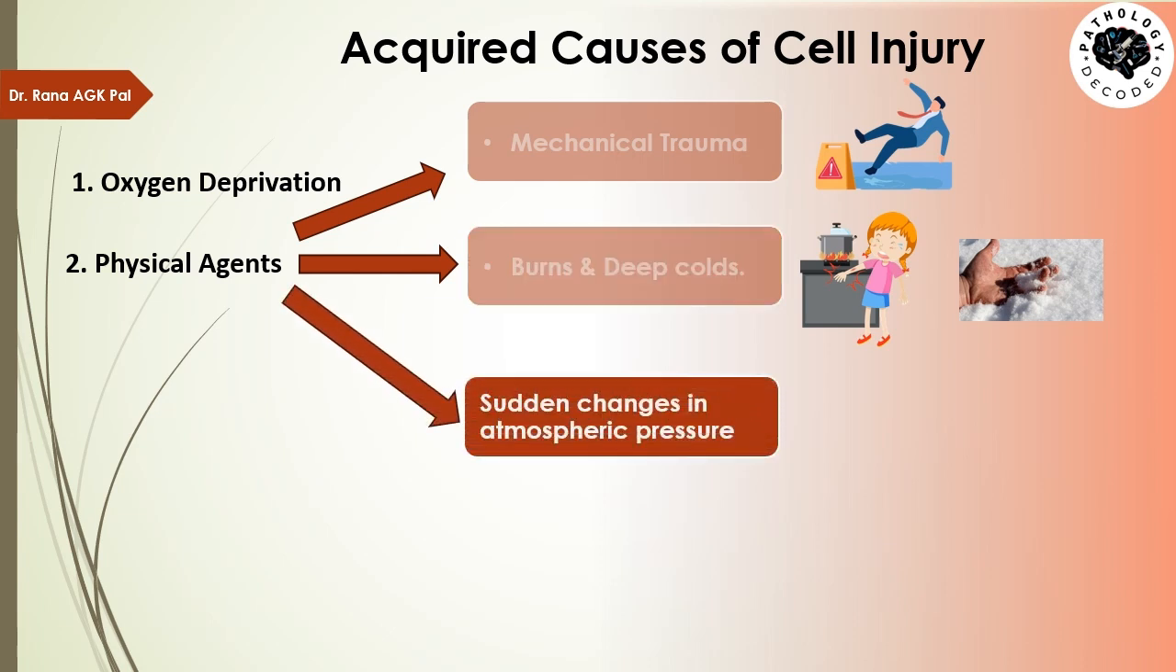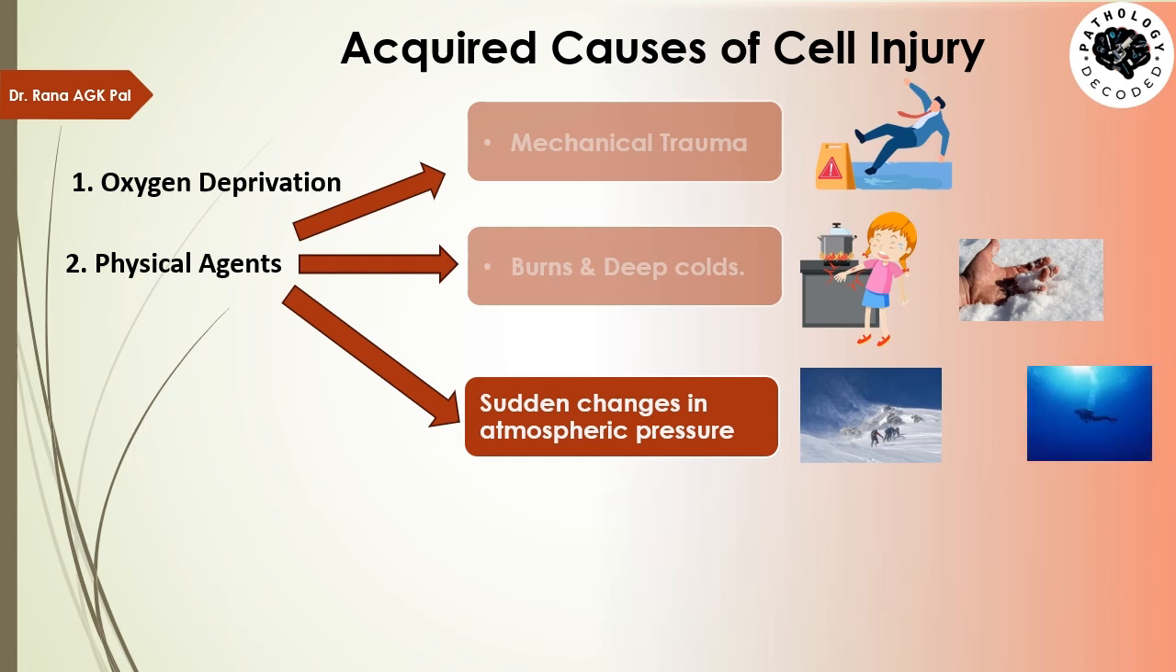The third group includes sudden changes in the atmospheric pressure. These sudden changes in the atmospheric pressure can cause a condition known as barotrauma. This is seen in mountain climbers who go to a very high altitude at a very fast rate, and they are exposed to low atmospheric pressures. This is also seen amongst deep sea divers who dive fast and are suddenly exposed to very high atmospheric pressure. When they come up, they suffer from a disease known as Caisson's disease.